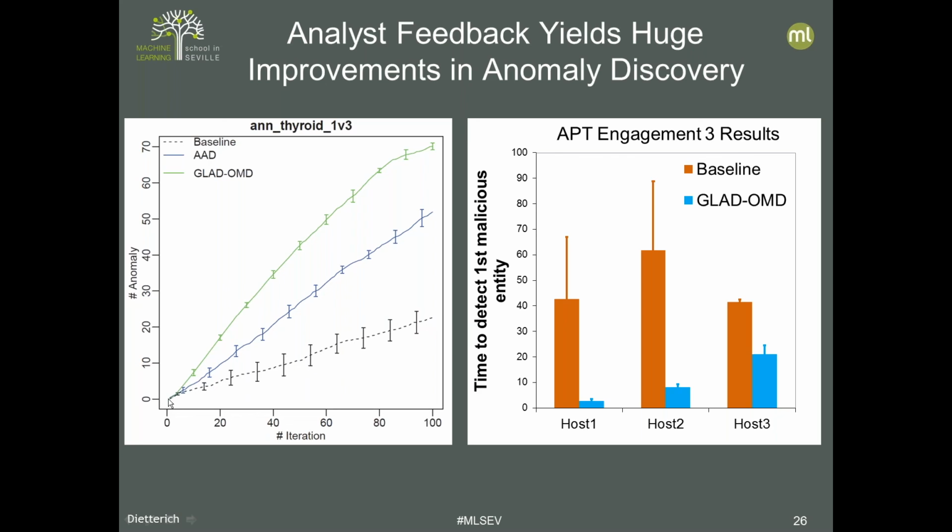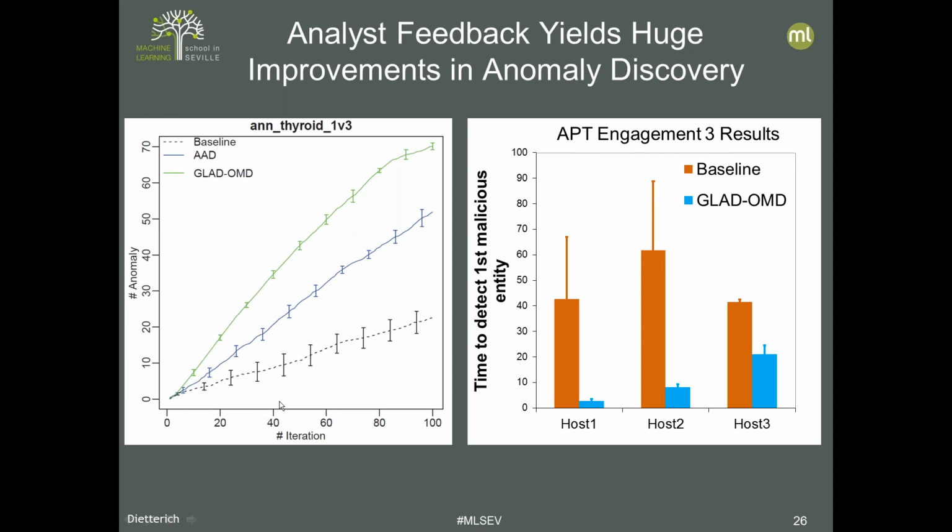But if we feed back the analyst's feedback to the anomaly detector, with AAD we could find about 52, and with our newest technique, GLAD-OMD, all the way up to about 70. So you can see we went from a false alarm rate of roughly 80% to only 30% false alarms. So a massive improvement in our ability to find these anomalies quickly.